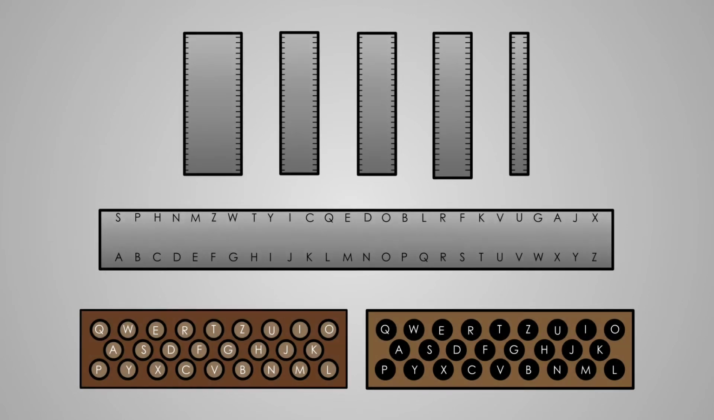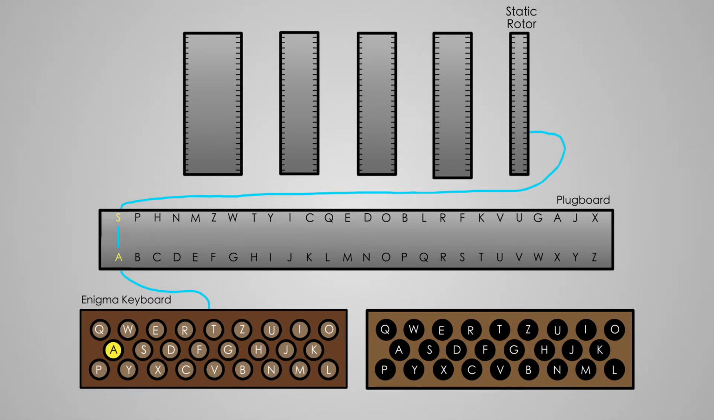When you press a letter on the Enigma keyboard, A, an electric current is generated and sent to the plugboard, where the letters are electrically linked to other letters via wires. A becomes S. Then the static rotor connects wires into electrical contacts used by the scramblers. The letter stays S. This is where things get tricky.